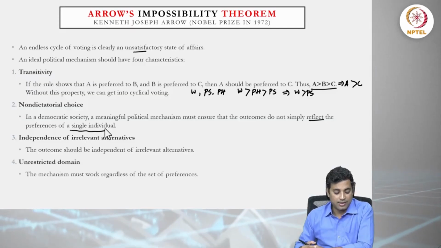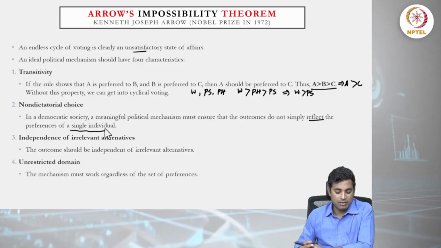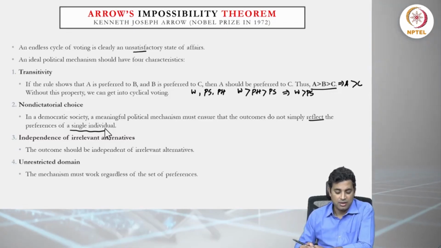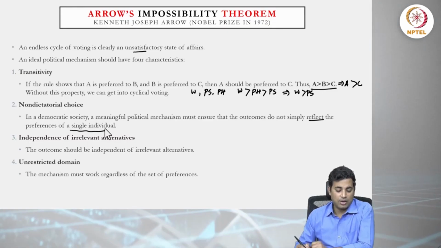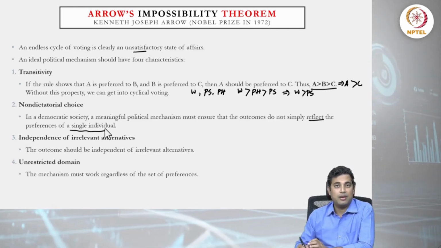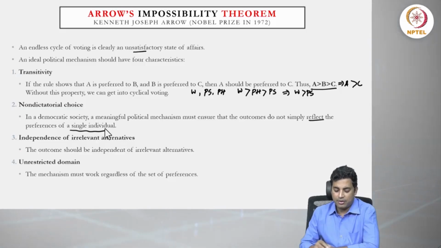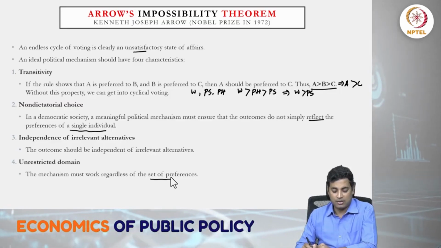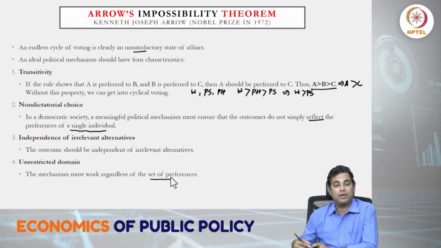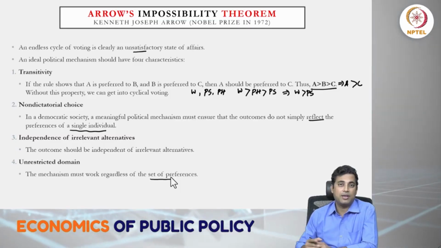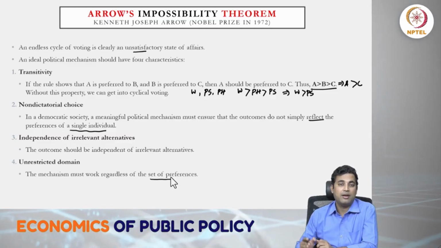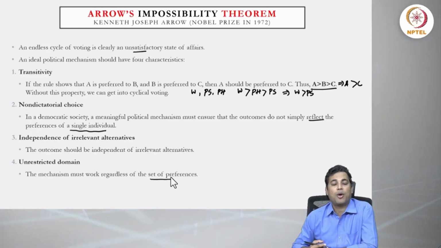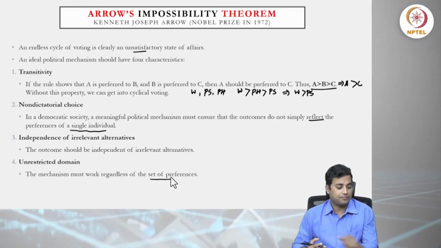The fourth one is unrestricted domain. This mechanism must work regardless of the set of preferences. So we also have to think about how unrestricted domain should be defined, and the set of preferences, whatever set of preferences one has, the mechanism must work. If we clearly define the domain of any policy, then certainly there should not be any problem from the voting point of view.